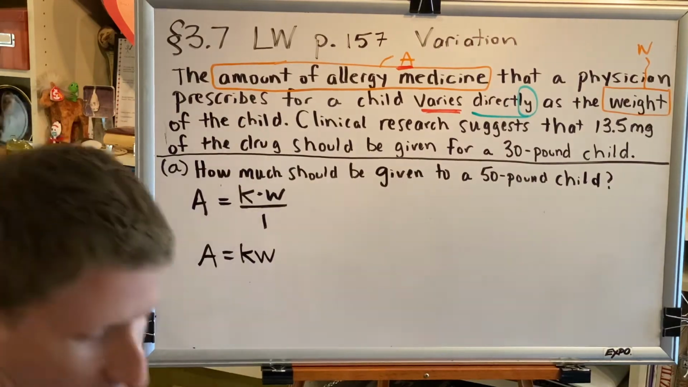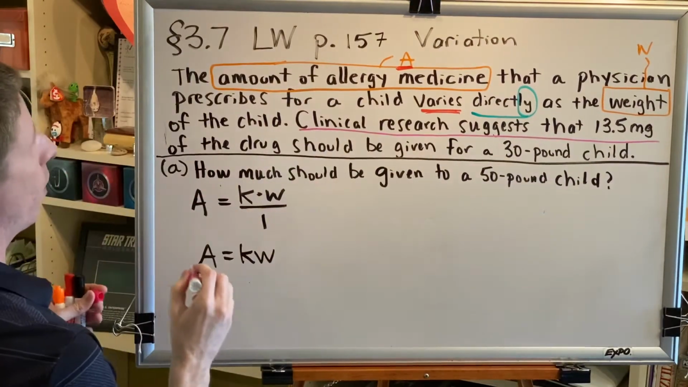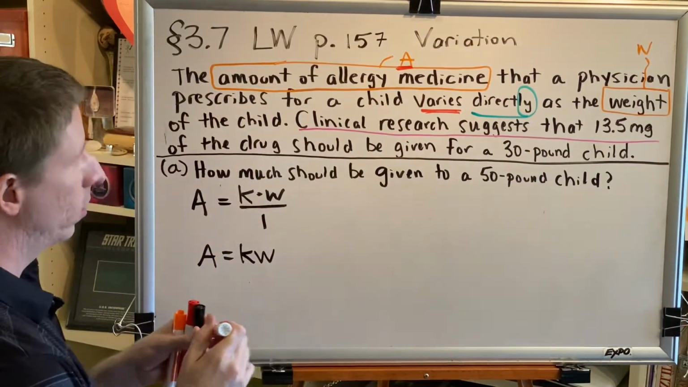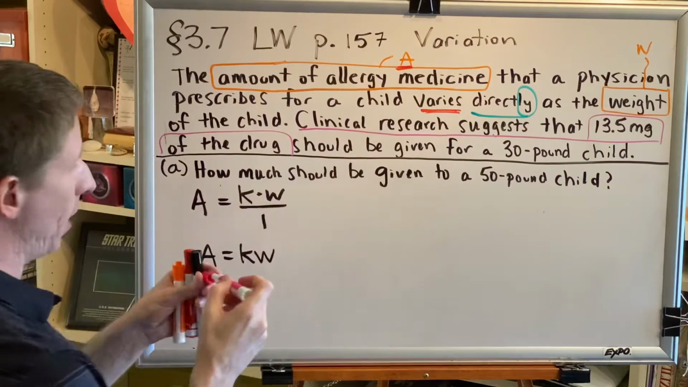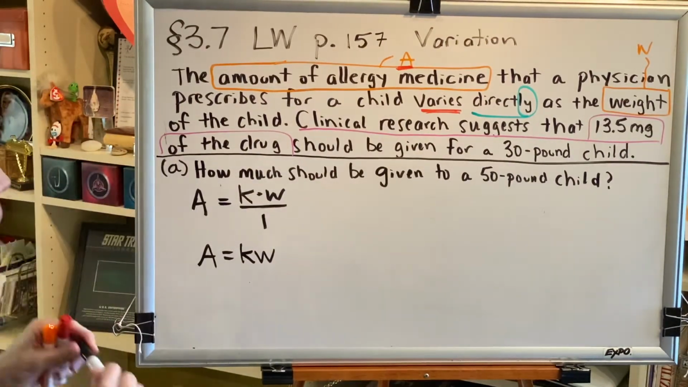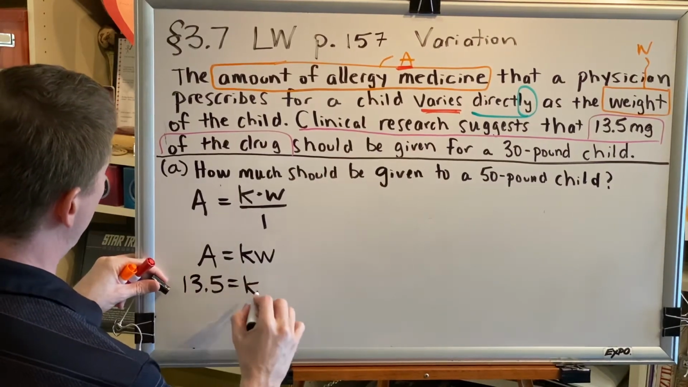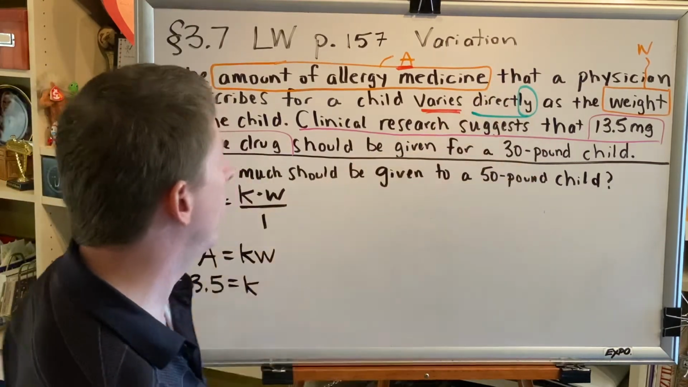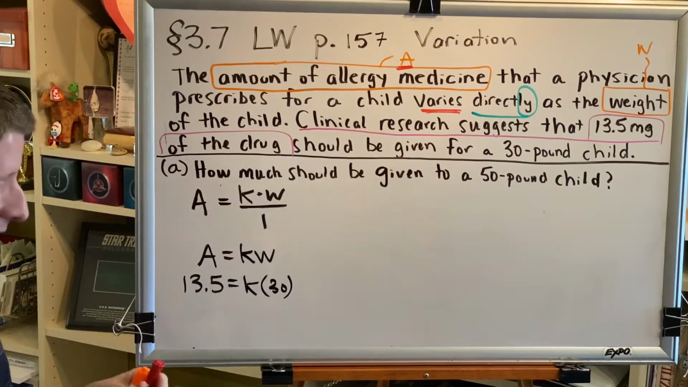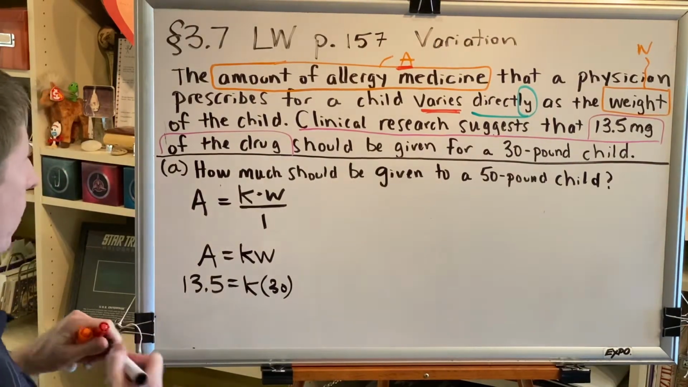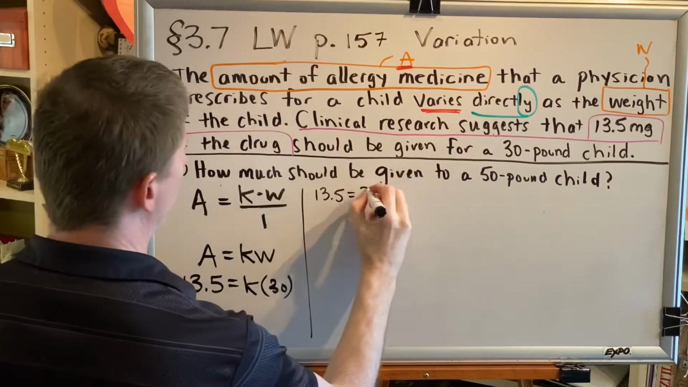Here's the sentence that contains that. Clinical research suggests that 13.5 milligrams of the drug should be given for a 30-pound child. Okay, so 13.5 milligrams of the drug, that is an amount, so that is a value of the variable A. So the 13.5 is going to go over here, equals K times. And then W, the weight of the child, is 30. So now I know that 13.5 equals K times 30, and I can solve this equation for K. All right, let's do that. So 13.5 equals 30K.